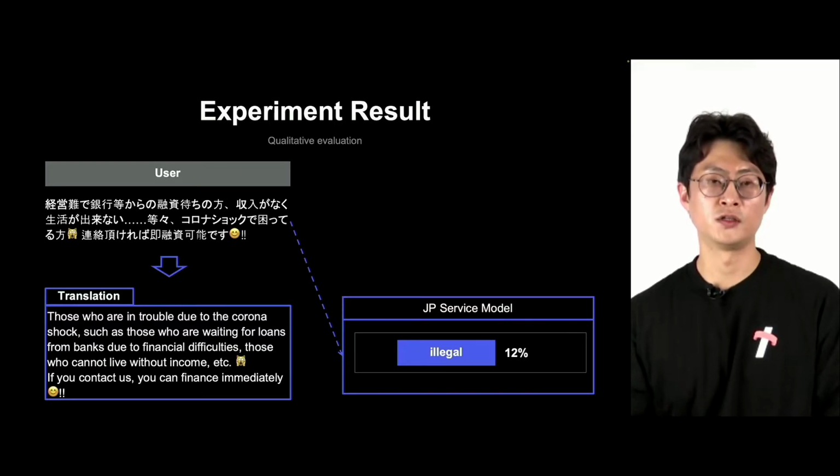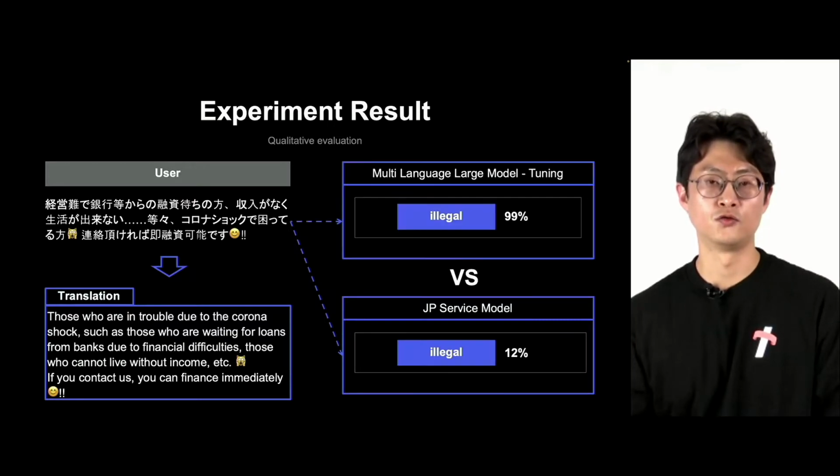Under the current model in service, it predicts that it is illegal with a probability of 12%. So the model does not understand this sentence very well. But if we introduce the large model, with 99% accuracy, it predicts that this is illegal.